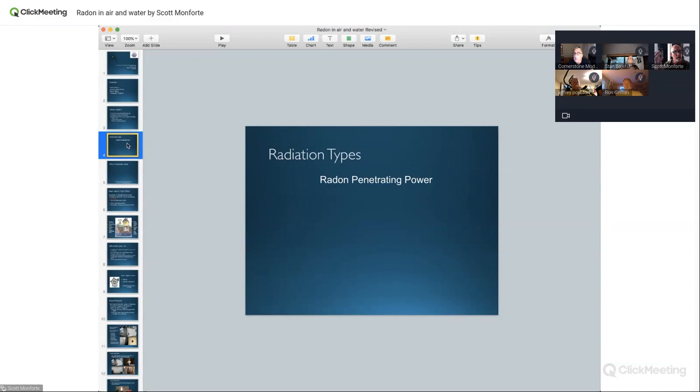Gamma would be like your X-rays. Gamma radiation can penetrate. It has a lot of energy, and it can penetrate through your body, as well as beta, which is a little bit smaller than alpha, and that has less penetrating power. Gamma is obviously the biggest one, but for us, it's alpha.